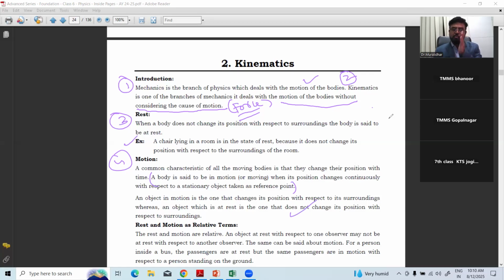Suppose you forgot your notebook on your table. Next day you came and you found the book there only. Then that is at rest. In the morning when you came, the book is not there. That is motion, somebody stole it. Correct or not? If there is a change in the position, then the body is said to be in motion. If there is no change in the position, the body is said to be at rest. So both are connected to each other.